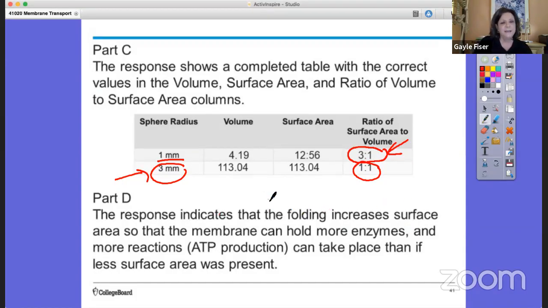And then part T, the response indicates that the folding increases surface area so that the membrane can hold more enzymes and more reactions, okay? When something is in parentheses on a rubric, that means it was optional that you said that. More reactions can take place than if less surface area was present. So this was about increasing the surface area. So I think that you probably were able to do both of these well.